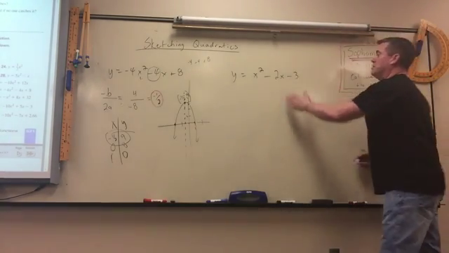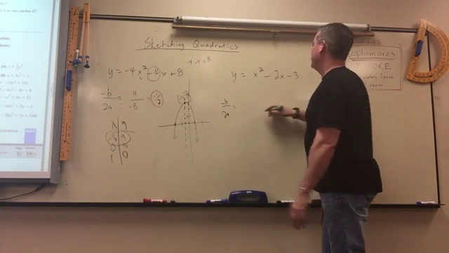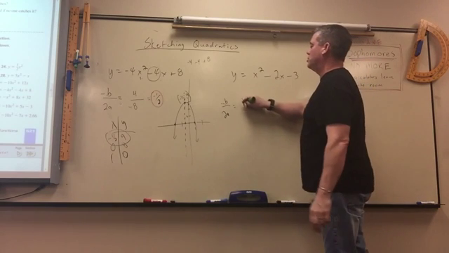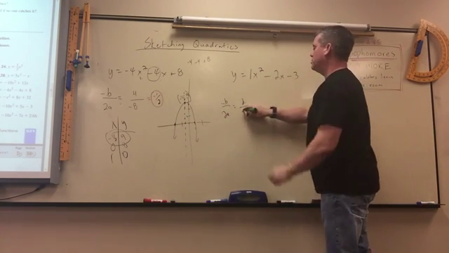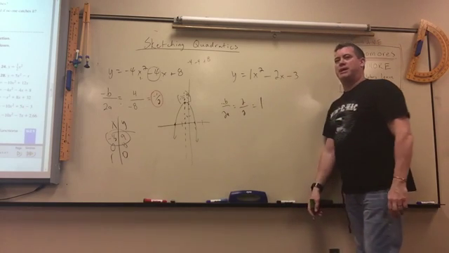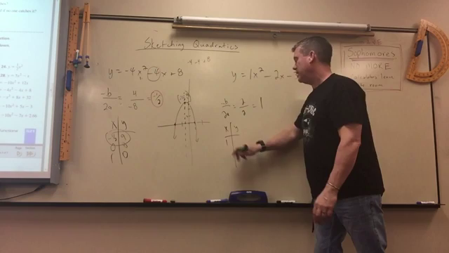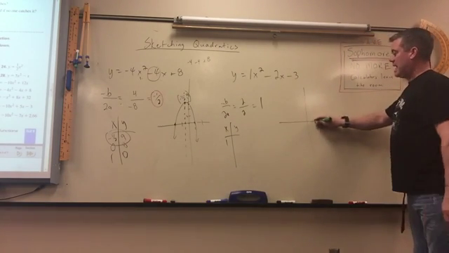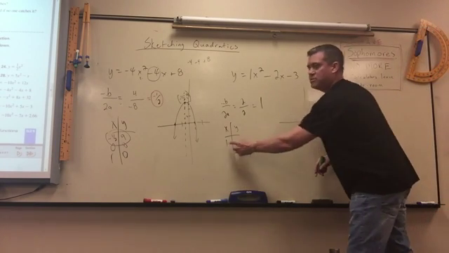So for this one, again, you start off with negative b over 2a. B is negative 2, so negative b is 2. A is 1, 2 times 1 is 2, so we finally got one that's not a fraction, it's 1. So, on your graph, at 1 you can put a dotted line, because that's the axis of symmetry.